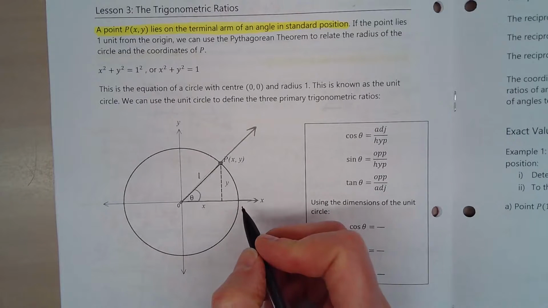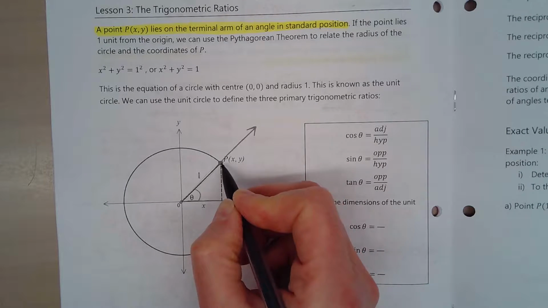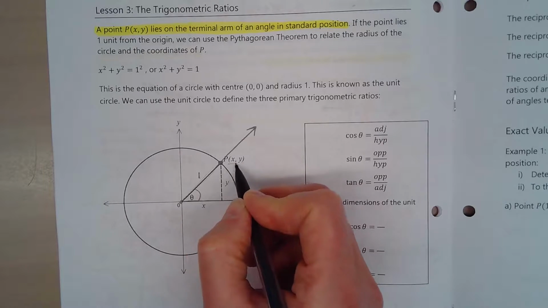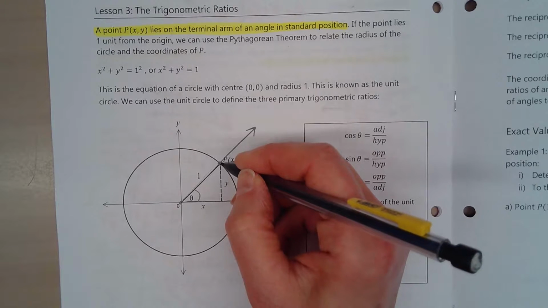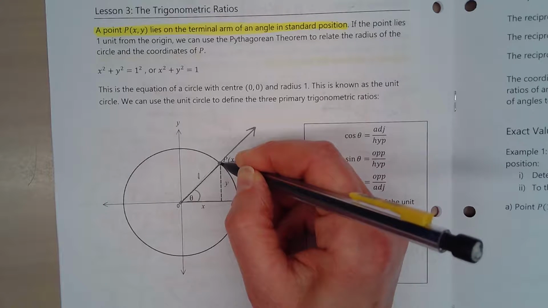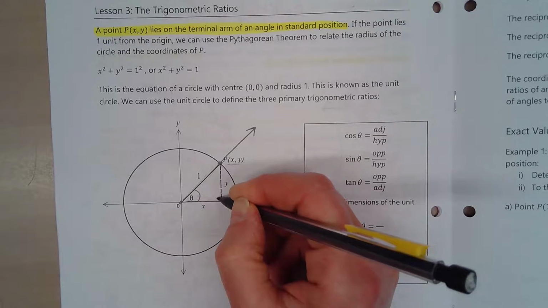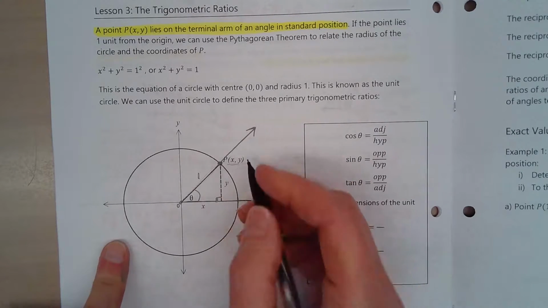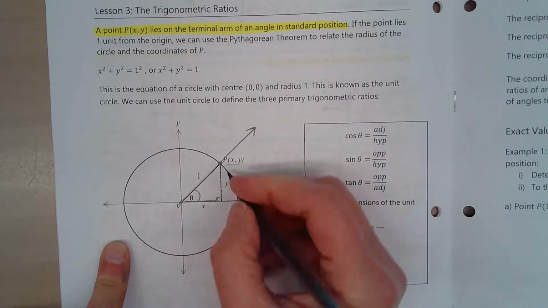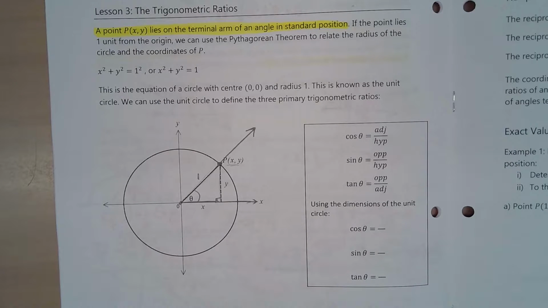So what I did is I picked a point on the intersection of the circle and the terminal arm, and that point has coordinates x, y. Now, from the point P I drew a perpendicular line to the x-axis, creating a right angle. That creates a right angle triangle. Can you see that? I'll show you how it started, before all those things were drawn.